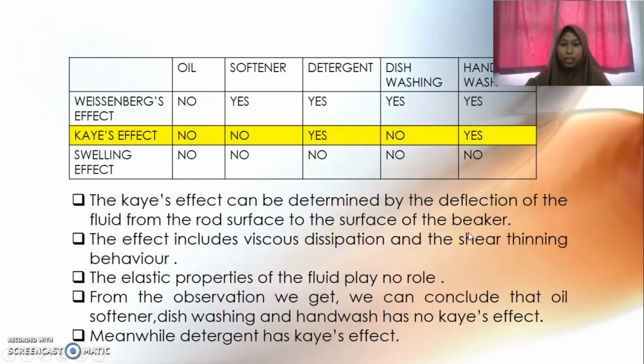Next, we move to the second part, which is the chaos effect. The chaos effect can be determined by the deflection of fluid from the rod surface to the surface of the beaker. The effect includes viscous dissipation and shear thinning behavior. The elastic properties of the fluid play no role. From the observation, we can conclude that oil, softener, and dishwashing have no chaos effect. Meanwhile, detergent has a chaos effect.